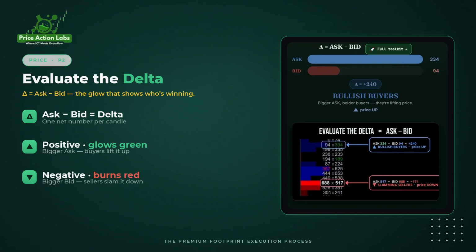And if you can understand this, it will transform your trading and it will give you that C3 connection code. You want to have clarity, confidence, and ultimately conviction. This is how we do it. Okay? You want to evaluate the delta.